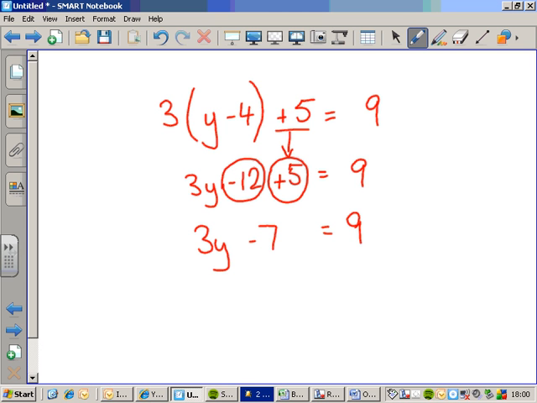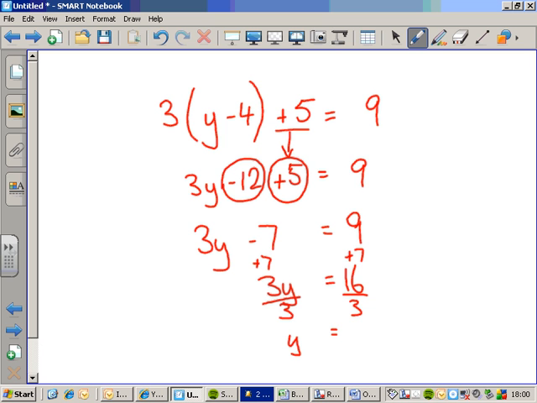That makes our life a little bit easier, doesn't it? Because now we can just add 7 to both sides to rid ourselves of it. To leave ourselves with 3y equals 9 plus 7, which is 16. Divide both sides by 3 to find what 1 lot of y is. Y is equal to 16 divided by 3.